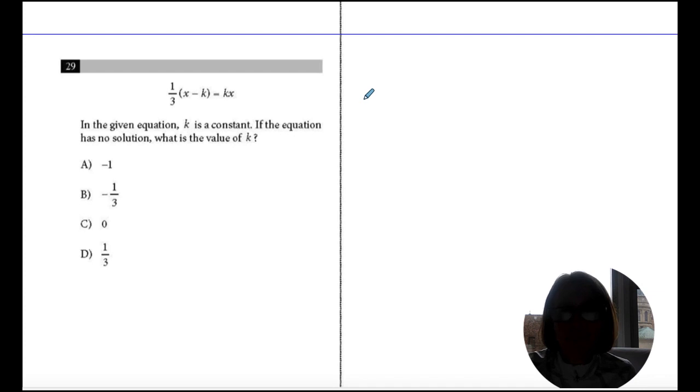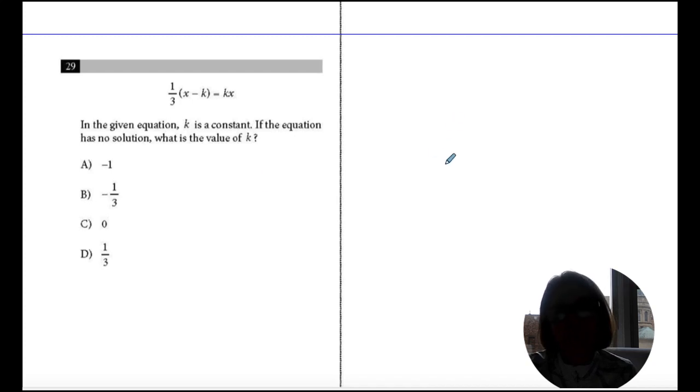Remember that if you have a linear equation, meaning the highest exponent of x is 1, then you could have one solution, no solution, or infinite solutions. If it's quadratic, so the highest exponent is 2, you could have 2, 1, or 0. In this given equation, k is a constant, which just means it's a number. If the equation has no solution, what is the value of k?